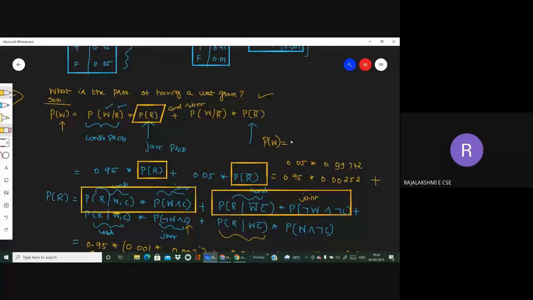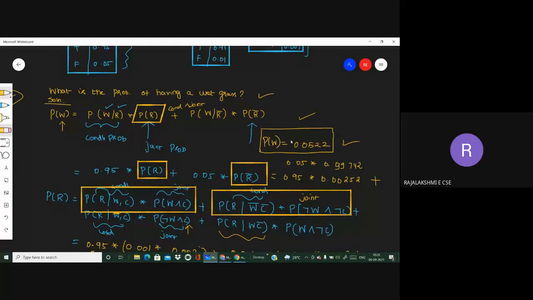What is the probability of getting wet grass? 0.0? 5 2. Yes, correct, 0.0052. All of you got this answer? Okay, so this is the probability of getting wet grass, both when it is raining and when it is not raining. This is the probability for the data they have given.